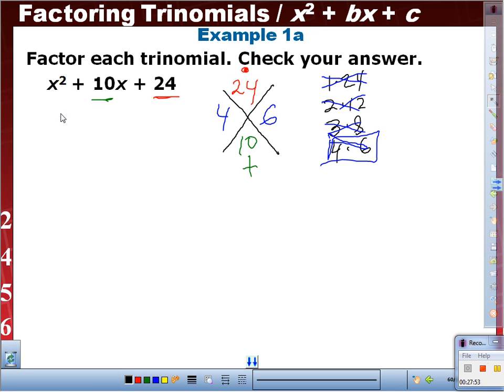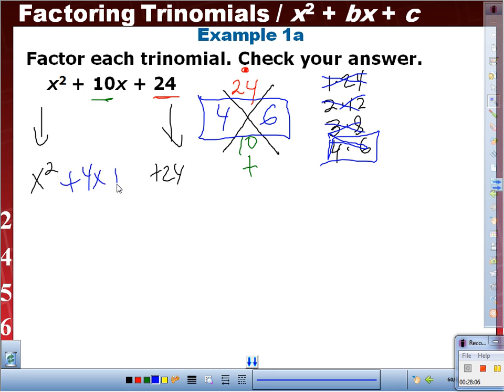So from there, we're going to rewrite our trinomial. We write the first term. We write the last term. And instead of 10x, we're going to break 10x into what? 4x plus 6x. Do we know how to do factoring by grouping from there? Yeah. Group the first two. Group the last two. What is GCF for the first two terms?